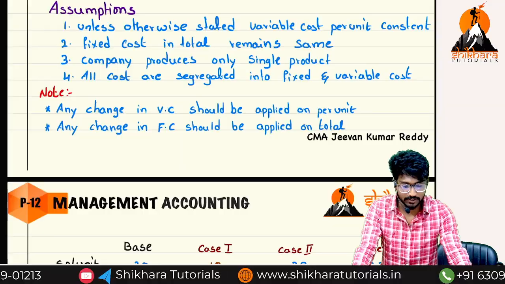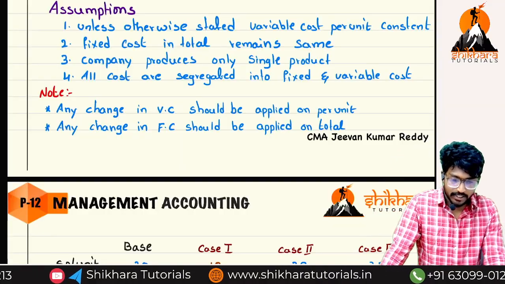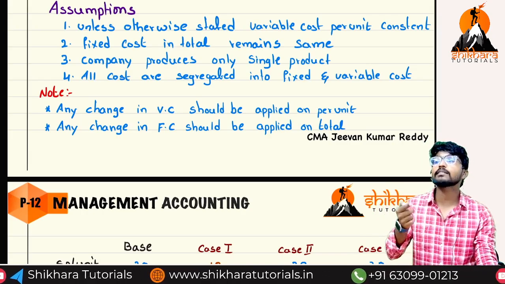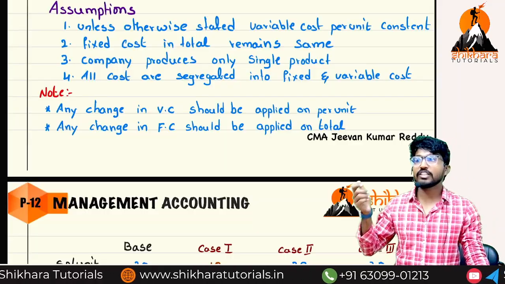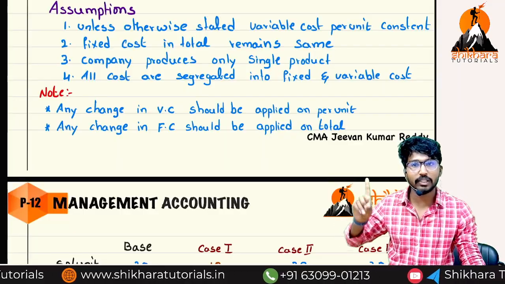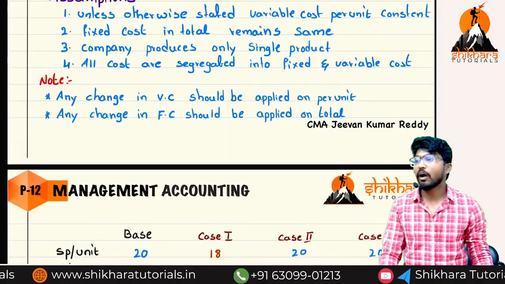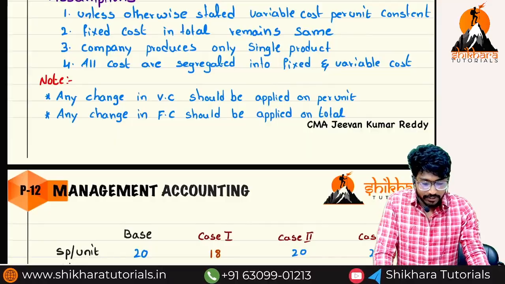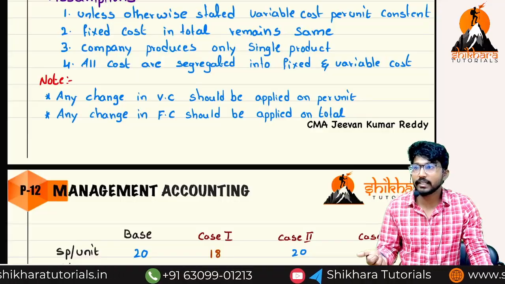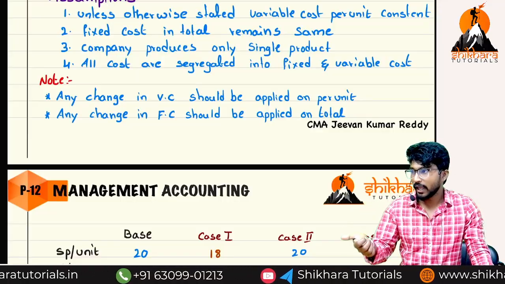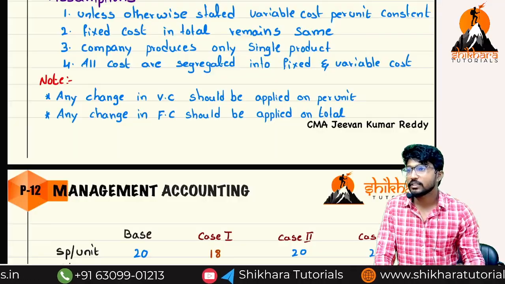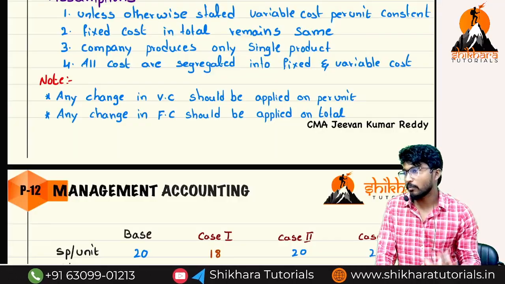Another assumption is that the company produces only a single product. Company is producing a single product only, unless otherwise stated. If the question says the company is producing two products, then take it as two products. If nothing is said in the question, the company is producing only a single product. Next, all costs are segregated into fixed and variable cost. We are able to segregate all the cost, whatever cost we are having, into fixed and variable. These are the assumptions under CVP analysis while doing the problem.